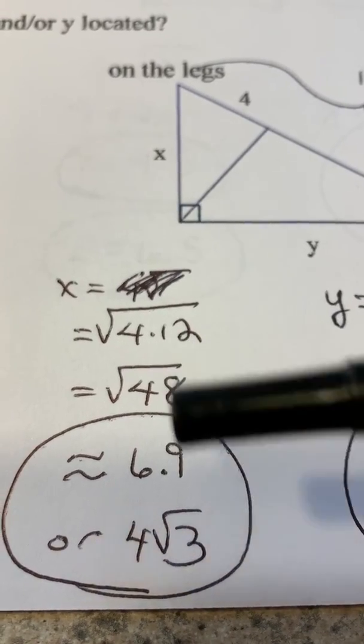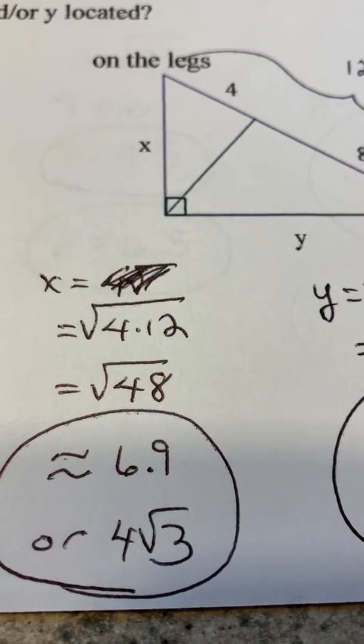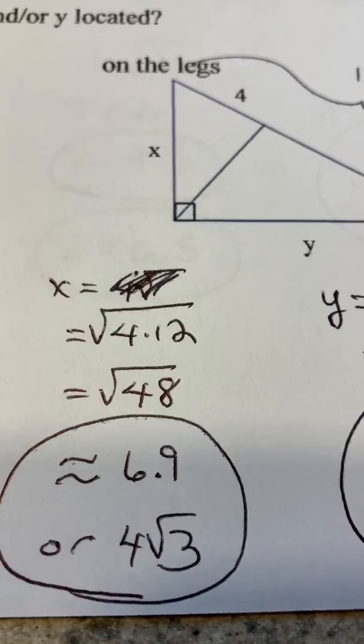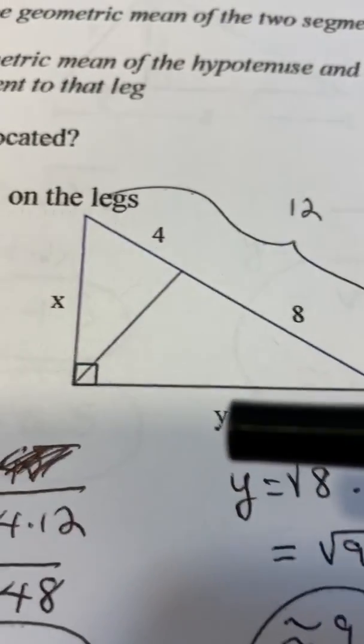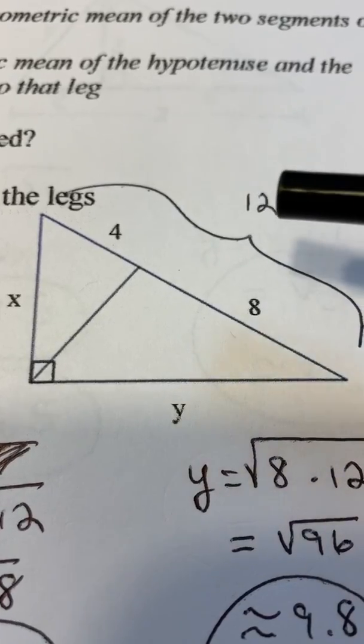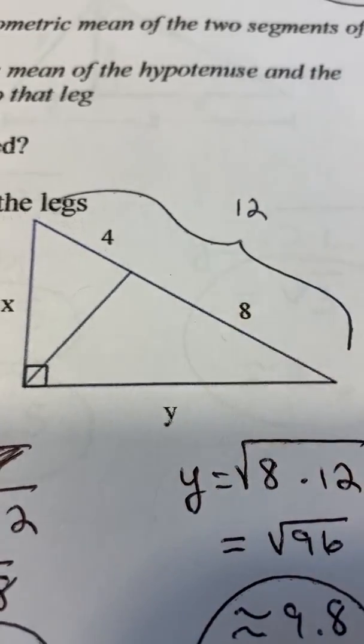That's 48. That's easier to do by calculator. By hand, it's 4 root 3. I'll let you guys figure those out by hand and break those apart. If you're going to y, the similar idea is the side connected to it, 8, and the whole hypotenuse. So the multipliers are 8 and 12 this time.